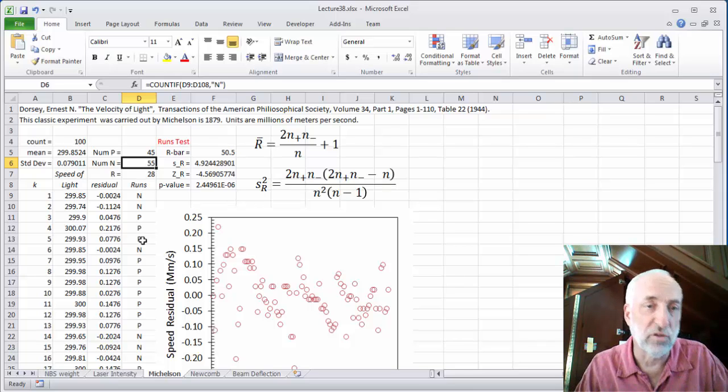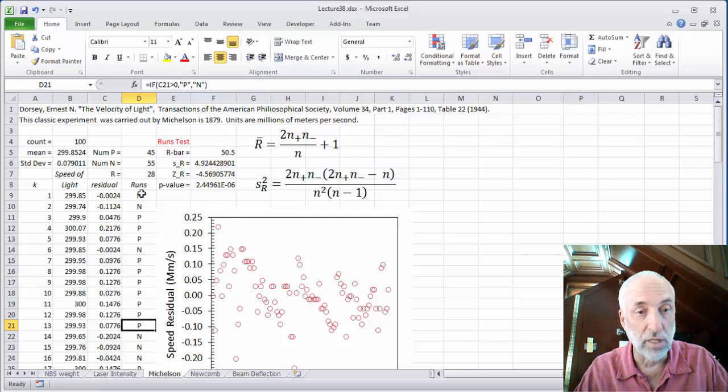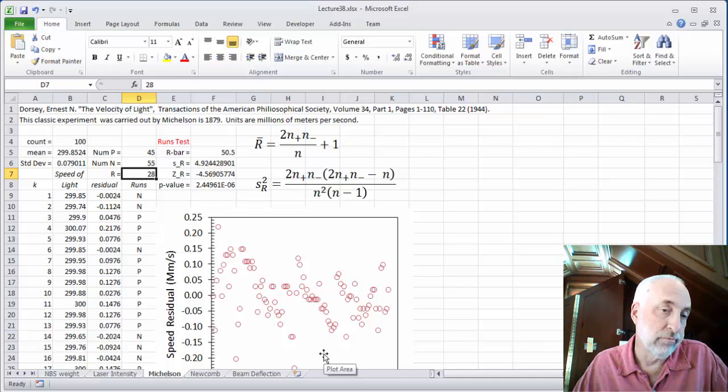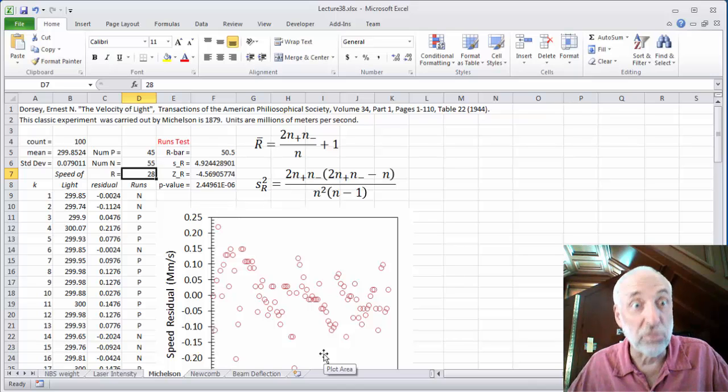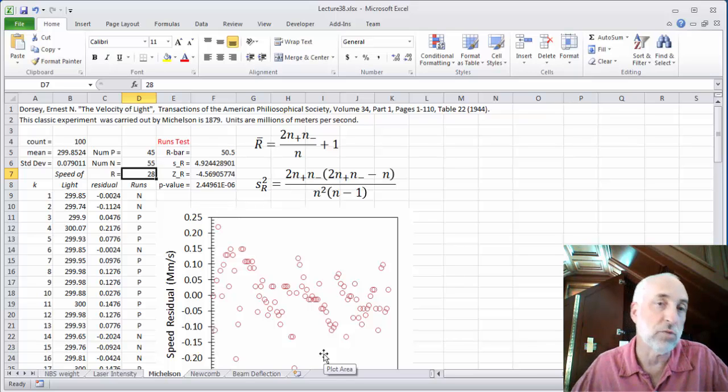Next I have to count runs. So two N's in a row, that's one run. One, two, three P's in a row, that's a second run. One N, there's a third run. One, two, three, four, five, six, seven, there's a fourth run, etc. Keep doing that, and I count 28 runs. Now, I suppose I could have written a macro to do that, but I didn't. I just counted them manually and typed in the number 28. I'm not going to bother figuring out how to do it in a more sophisticated way in Excel because I'd rather do it in R, which we'll show next.